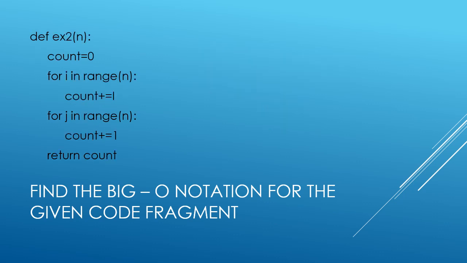Another function x2. Count is 0. We run a for with counter variable i from 0 to n minus 1 and increment count every time. Then we run another for with counter variable j from 0 to n minus 1 and increment count every time. Then we return count. Notice that the two fors are not nested inside each other, but they are executing one after the other. When the first for completes execution, then the execution of the second for starts.